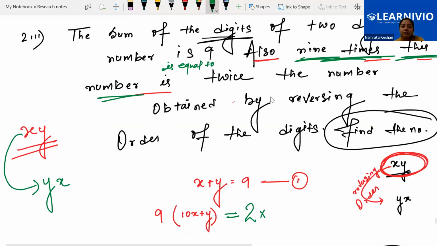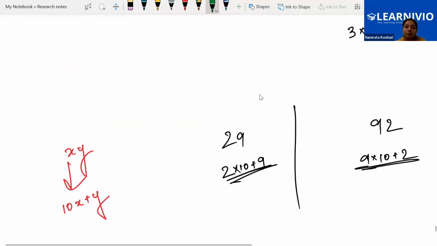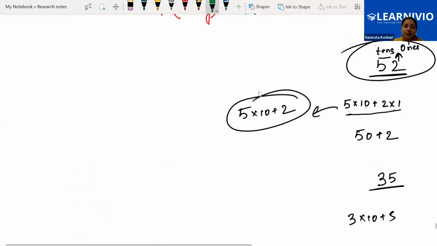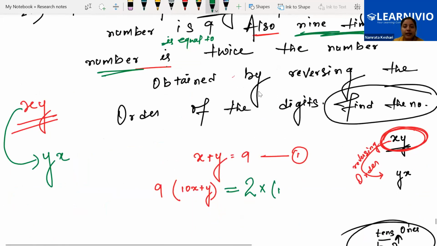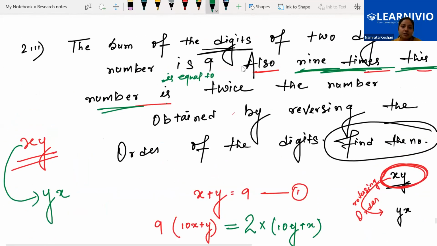Can you tell me how to write yx in expanded form? How to write yx? Harshit, please tell me. Y into 10 plus x. Exactly. 10y plus x, can we say? Yes, ma'am. We can say. So 2 into 10y plus x we are going to write. Let's read the whole statement in one go. 9 times this number, our assumption in expanded form we have written.